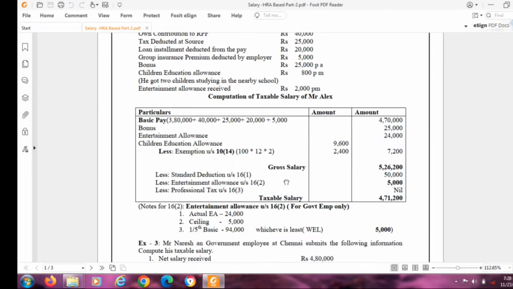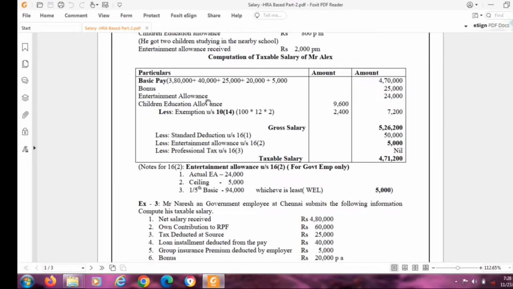He is a government employee, so we can claim. Number 1, actual entertainment allowance rupees 24,000, or ceiling amount rupees 5,000, or 1/5 of basic. Basic means basic pay 4,70,000 by 5, 94,000. Out of these 3, whichever is the least, 5,000 is the qualifying amount for deduction under section 16.2. In the same pattern, everyone can practice exercise 3.